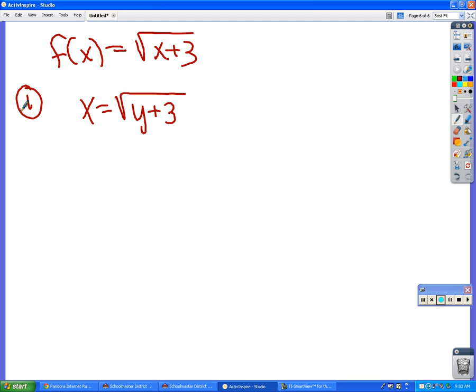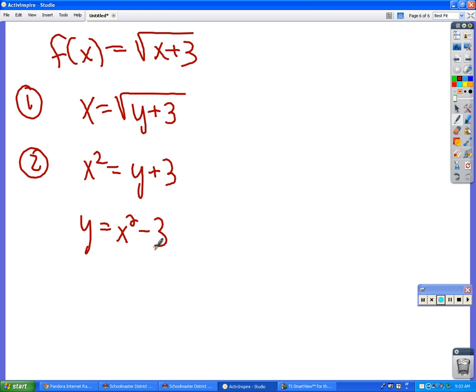Now you have to figure out how to solve it for y, and that's going to depend on how the equation is set up. For this one, since the y is trapped underneath the square root, we need to free it by squaring both sides. Subtract 3 from both sides. And so y equals x squared minus 3.